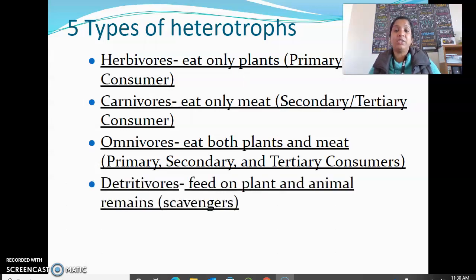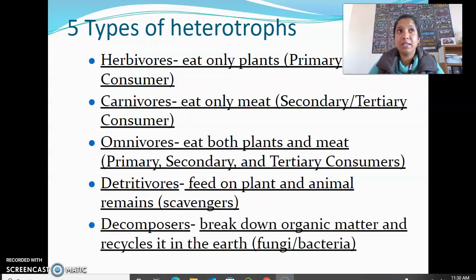And then detritivores. Okay, detritivores feed on the remains, the dead particles. They are called scavengers. They feed on plant and animal remains. They just feed on the remains. And decomposers, the best examples for this are fungi and bacteria. They just feed on the dead organic matter, and recycle the organic matter to the earth. These are the 5 different types of heterotrophs.